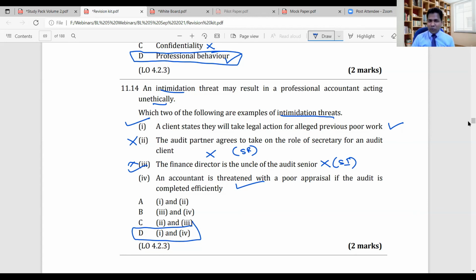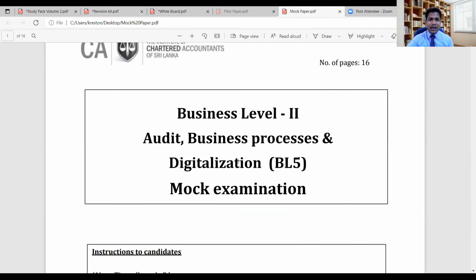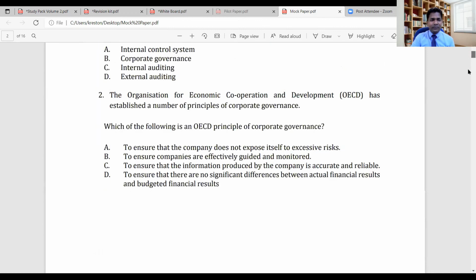Let us go to one more question. These 2 I have selected from the revision kit. I want to discuss a question on teleological ethical views, because I just want to practice with you. I selected a question from the mock examination paper. This paper is available in the CS Sri Lanka LMS, where you can see it. This question is mock examination question number 11.